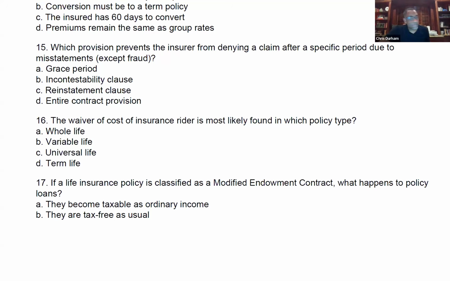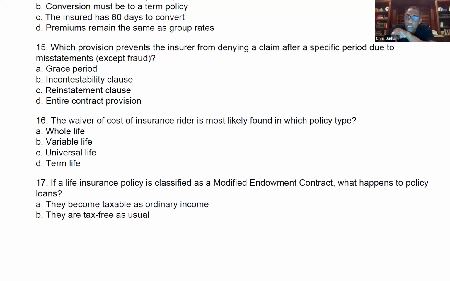MEC loans are taxable as ordinary income when taken. So let's say with an MEC contract, people use it as an investment and not a death benefit. So if the cash value exceeds the premiums paid, then you pay taxes on that loan, on the money you took out. So that's kind of technical. But on the test, like I said, most of the time, if you just see the word endowment, you mean it's expensive and you got to pay taxes.